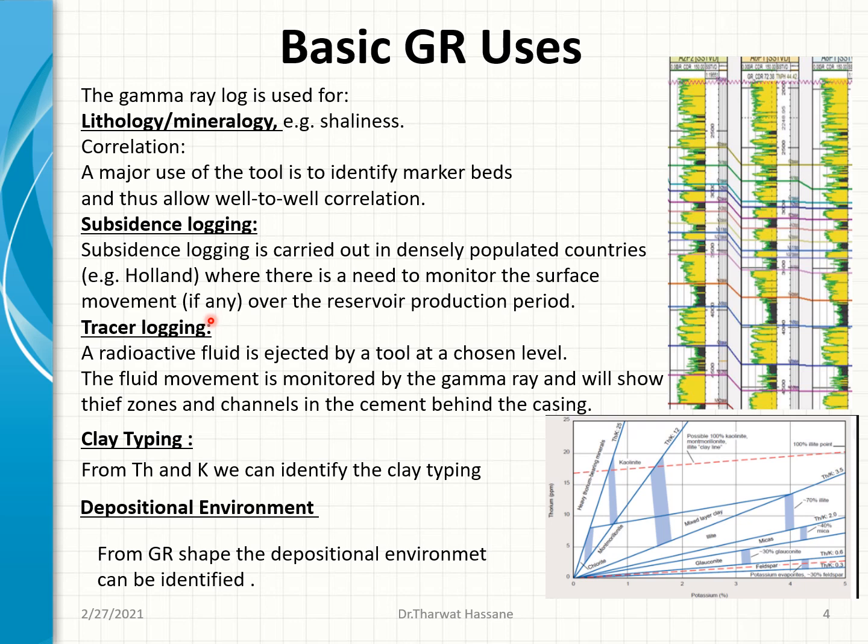For the gamma ray tracers, they sometimes inject some radioactive source in the formation and try to monitor by gamma ray to see how much is the safe zone and stuff like that on the casing.